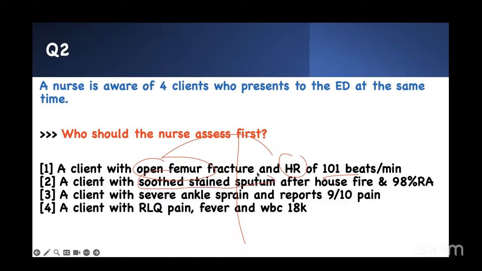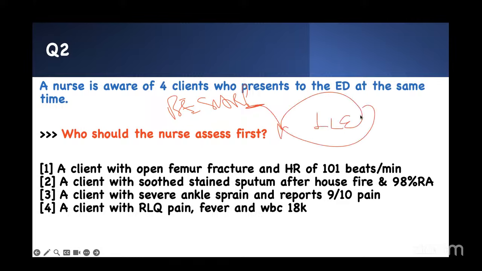Somebody with sooty sputum after a house fire and his saturation is 98%. This patient has a severe ankle sprain and is reporting 9 out of 10 pain. He has right lower quadrant pain, fever, and a white count of 10. And I said, if you are being sharp, you know that some of these patients have pain. And then you ask yourself, is this pain going to kill you? If it's not life, limb, eyesight, don't pick it.